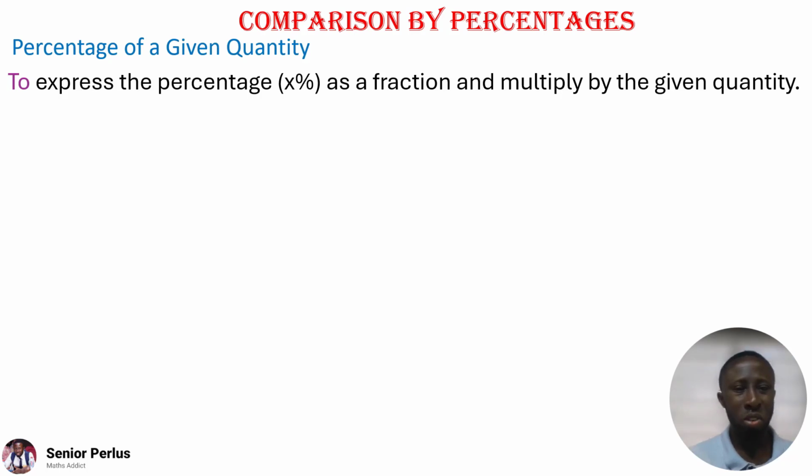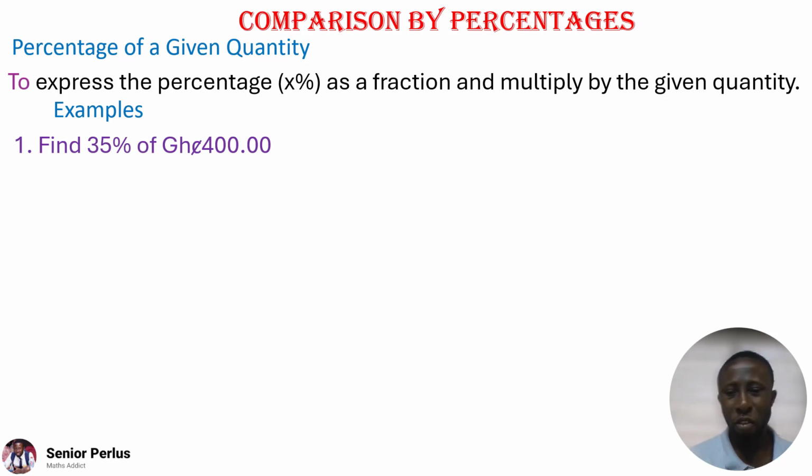Here we are just going to express the percentage as a fraction and multiply by the given quantity. So I have these examples. Example 1. Find 35% of 400 Ghana cedi. You express the percentage as a fraction, then multiply by the given quantity. And here the given quantity is what? The 400 Ghana cedi. So, solution.